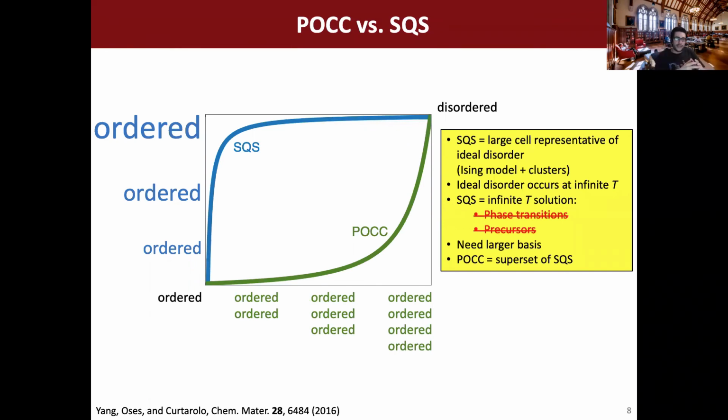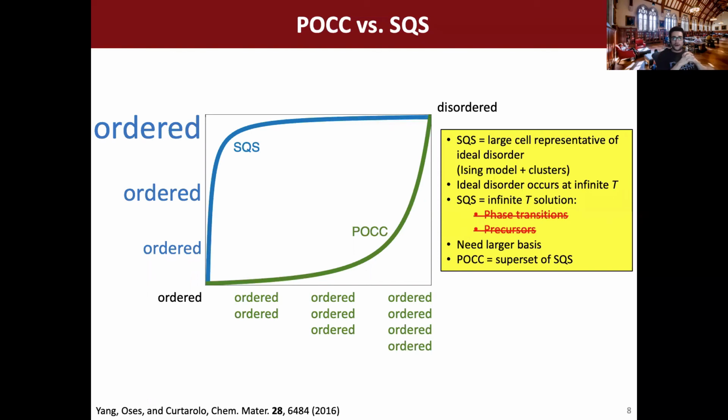Okay, and so if we want to get more and more accurate, we need to increase the size of the set. We're going to increase, of course, the size of the ordered structures as well, but they're much smaller than what you would be looking at for SQS. SQS has this concept of approaching it from an ideal disorder perspective. It only has one supercell, and this really only happens at infinite temperature.